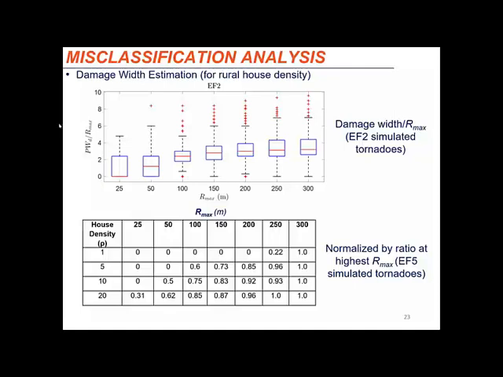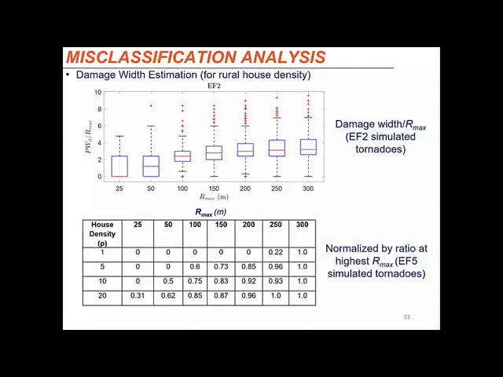And what you'd hope to see on some level is that this relationship would be more or less the same, since you're normalizing it by the radius of maximum wind. But what we find is for smaller tornadoes, it's hard to pick up a path width. For example, for 25 meters Rmax, which is roughly 80 feet, the 50th percentile path width is 0, because either it didn't damage any structures in the simulation or just one. So if you're looking at houses only, it's hard to get a damage width.